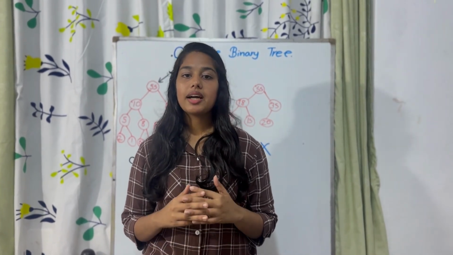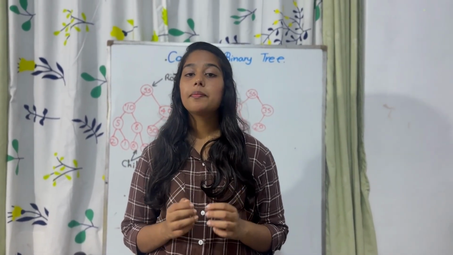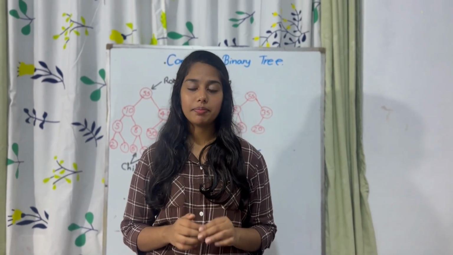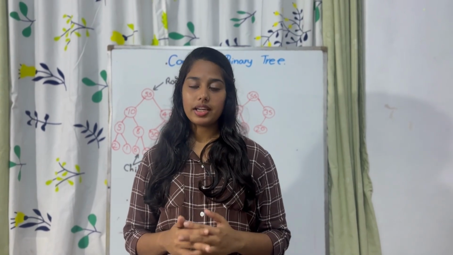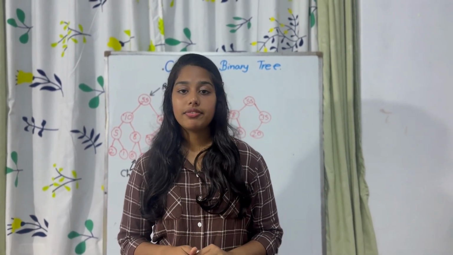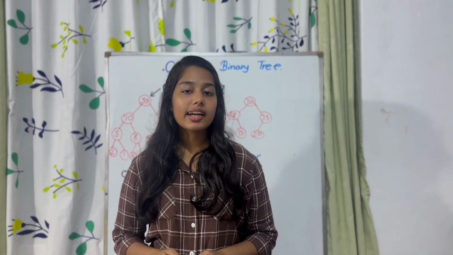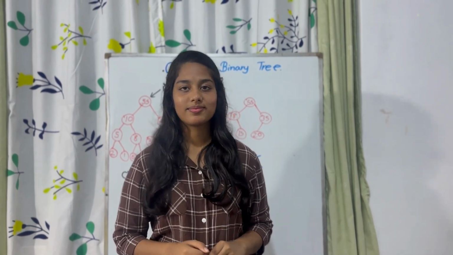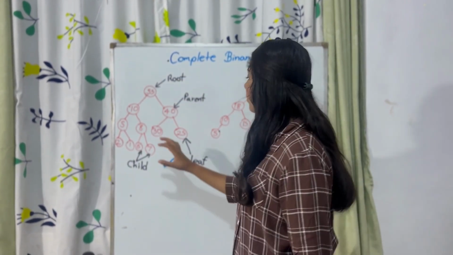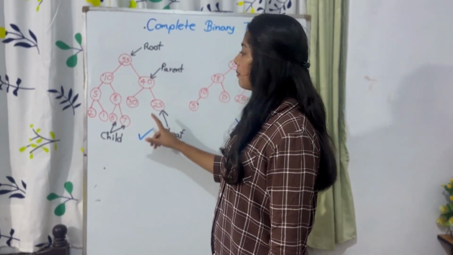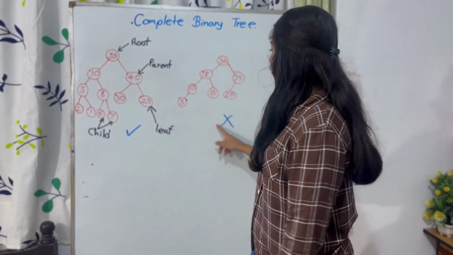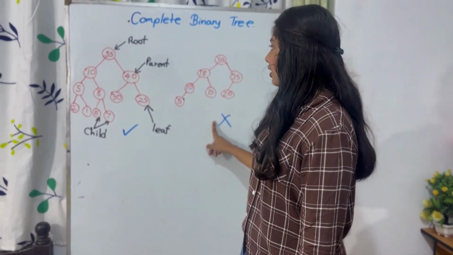In a complete binary tree, all levels are completely filled except possibly the last. And the last level is filled from left to right. And each non-leaf node has exactly 2 child nodes. So here we have 2 trees. This one is a complete binary tree. And this is not a complete binary tree.